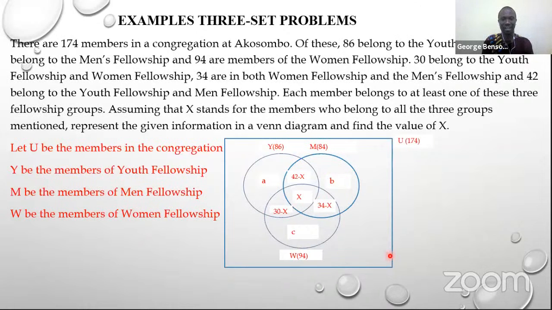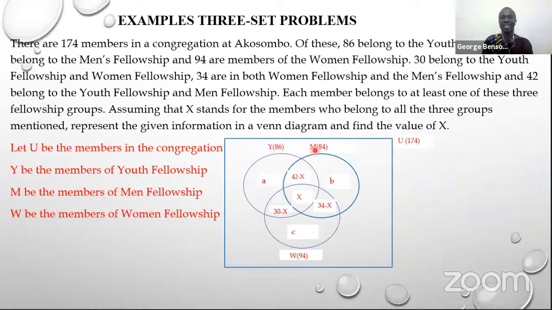You can all see the Venn diagram. You see Y is sitting here. Y is representing the youth fellowship. M is representing the men fellowship. W is representing the women fellowship. And U is sitting outside. So you can see U into bracket 174. That was the number that was given in the question. Then you can see Y into bracket 86. That was what was given.